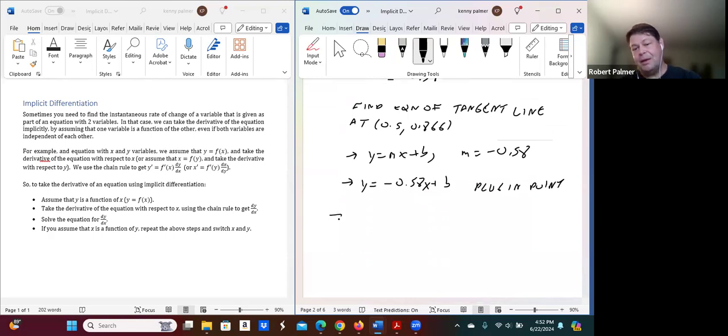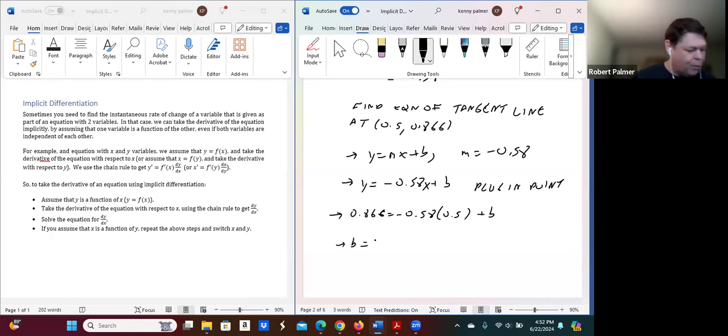So y is 0.866, which is equal to negative 0.58 times 0.5 plus b. And then if we solve this, b is approximately equal to about 1.56. Okay, so our equation is y equals negative 0.58 x plus 1.56.